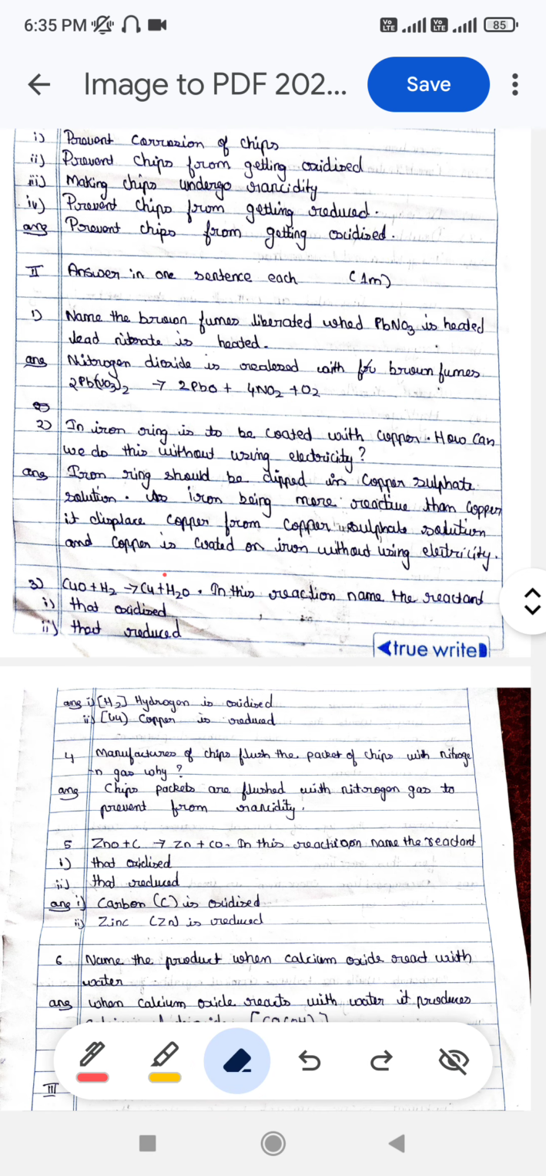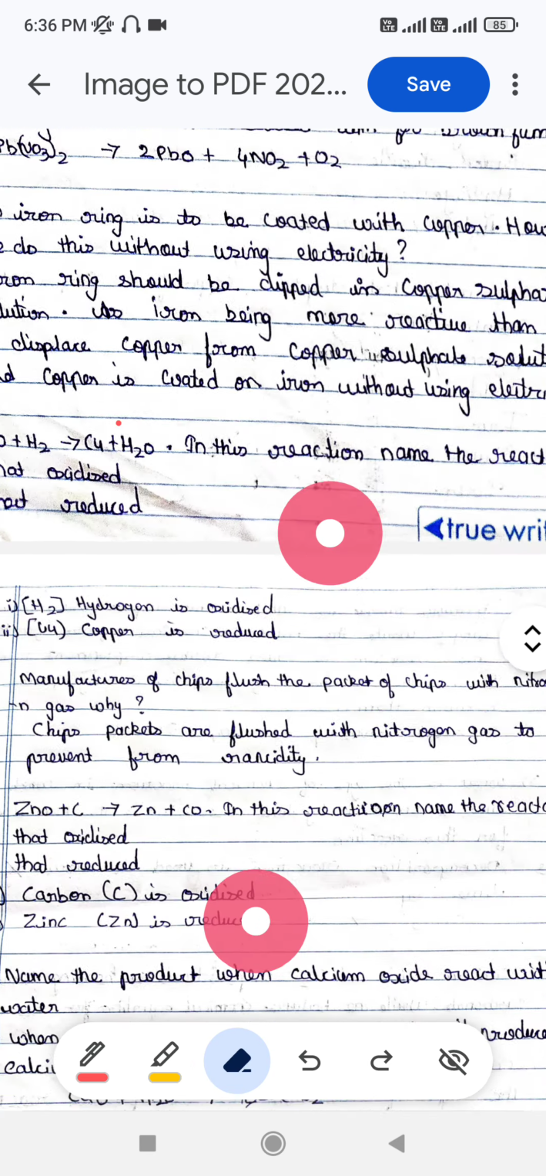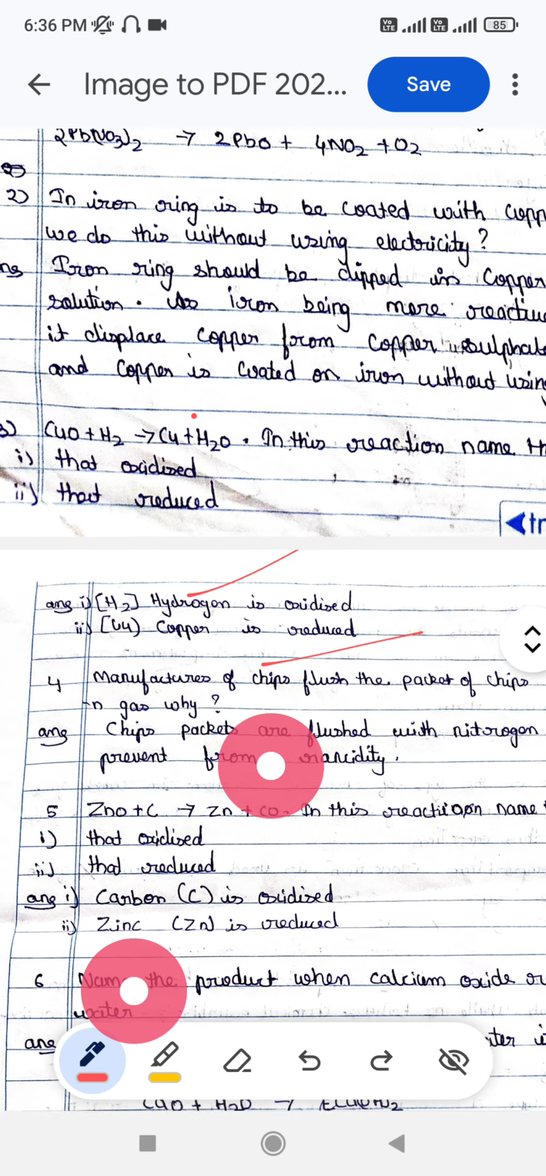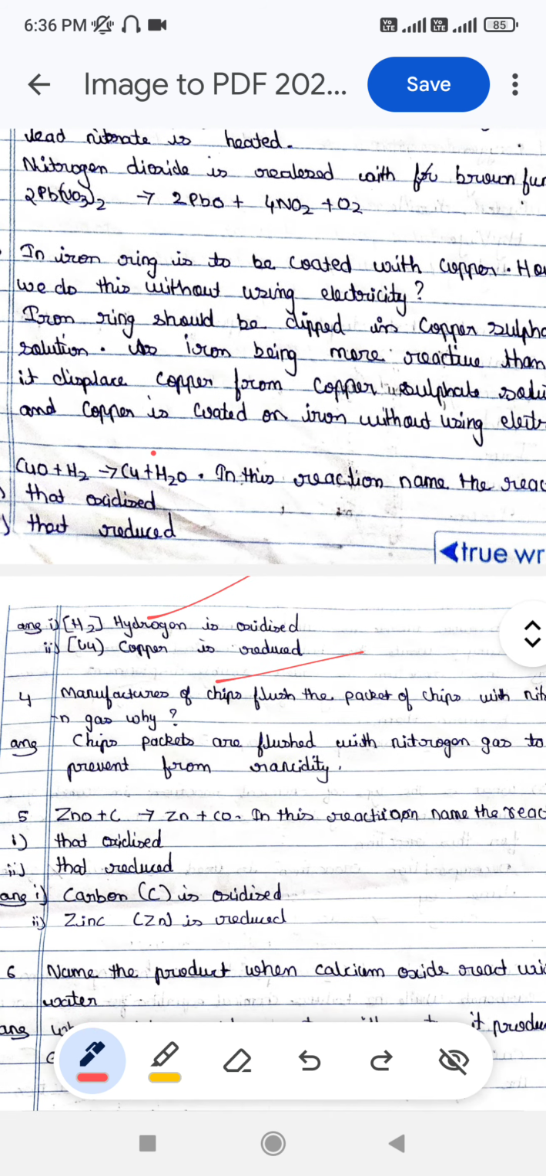So the answer is that hydrogen is oxidized and copper is reduced. Copper is reduced and hydrogen gains oxygen, right? This is called an oxidation reaction and a reduction reaction. Okay, so the next, fourth question is there.